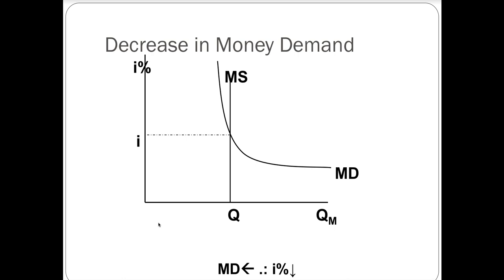Next, let's look at a decrease in money demand. Once again, you have an equilibrium nominal interest rate and an equilibrium quantity of money. We're going to decrease the money demand, shift it to the left here. And you can see there that the nominal interest rate went down, and the quantity of money stayed the same because the Federal Reserve has not changed the quantity of money.